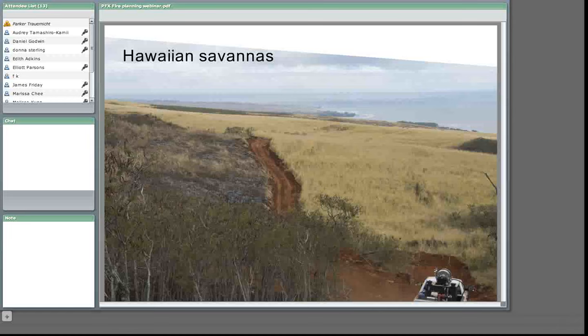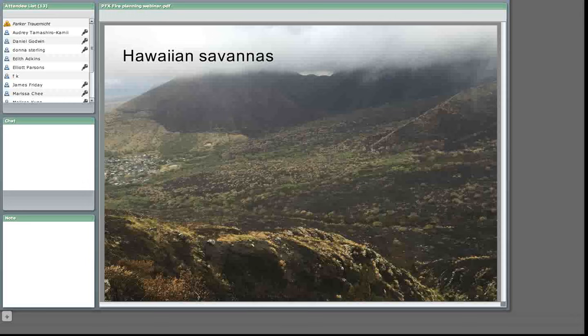You can see in this slide that whole back rim of that valley was pretty much pure buffalo grass and guinea grass, and the fire ran straight up to the top of the mountain. And a buddy of mine who was up on the ridge, from where this picture was taken, said he watched it burn from the bottom to the top in about 3 minutes.